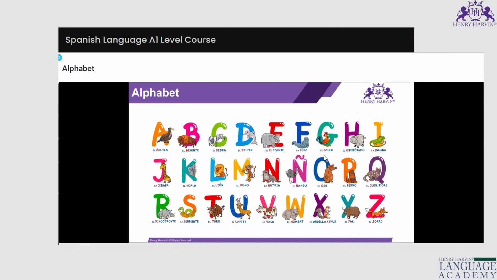H is ache. H is called ache. Whenever any vowel comes after H, H will take the sound of that vowel. For example, hippopotamo. I, the sound is E. J is jota. The sound comes like kh. Jota, kh. Jirafa. Let me first tell you all the sounds, then we will pronounce these words.